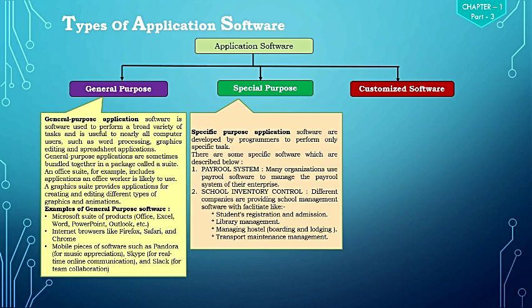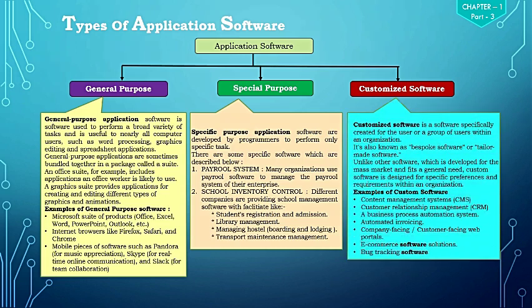Now similarly, school inventory control. Different companies are providing school management software which facilitates student registration and admission, library management, managing hostels, etc. Similarly, there is a specific purpose application for hospitals, that is a hospital management system. Railways use their own software for reservation booking. These all are special purpose software designed for a specific organization. Next we will see the customized software.